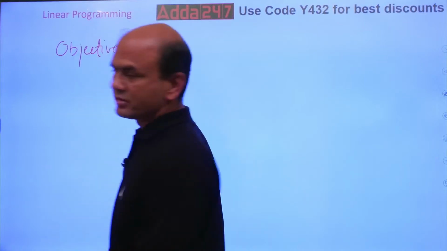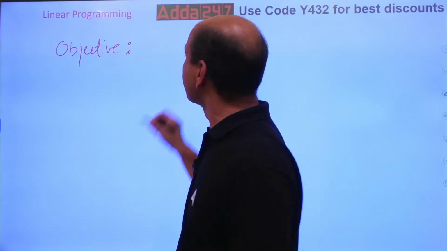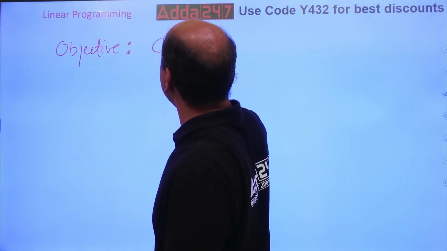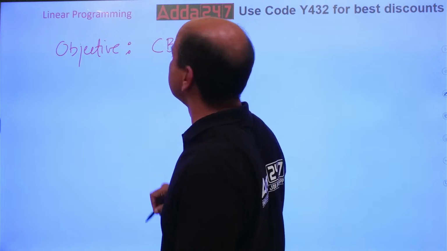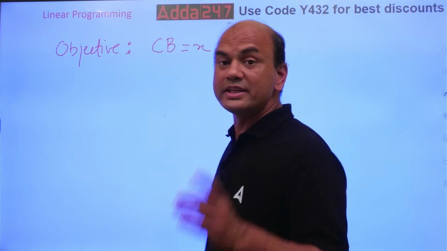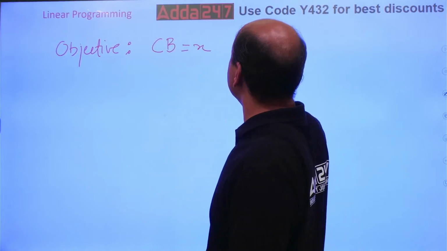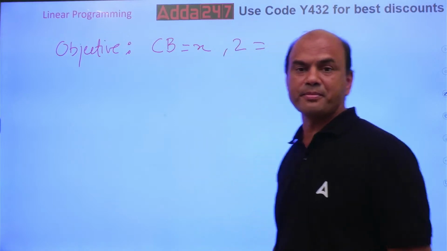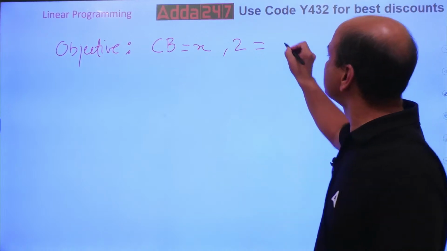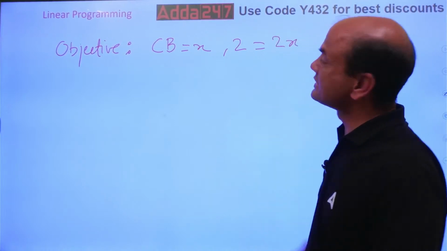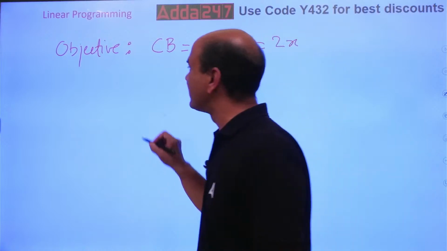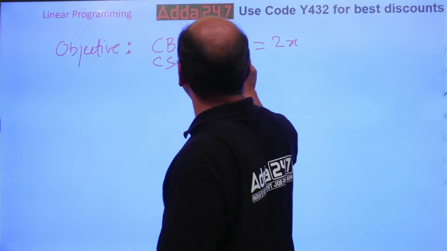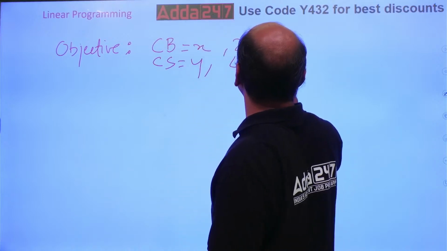Okay, everyone, focus on this, objective. Cricket bat, I'll just write CB. How many am I manufacturing? X. What is the profit on each cricket bat? 2. So what is my total profit? 2x. Now chess set, I'll write CS. How many am I manufacturing? Y. What is the profit? 4. What is my total profit? 4y.